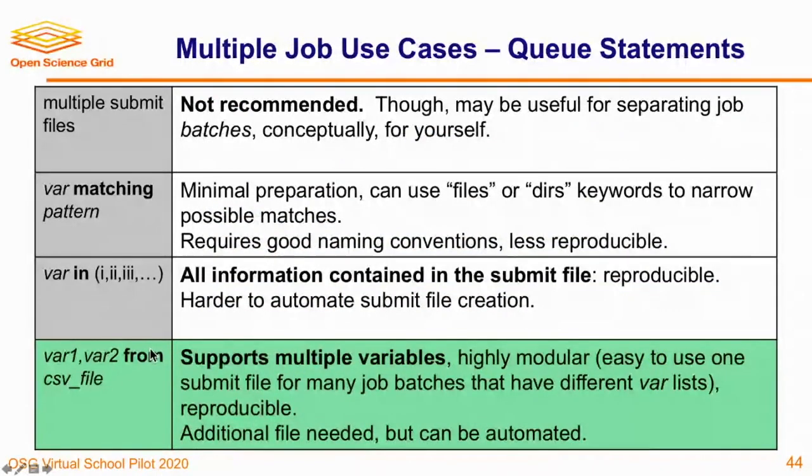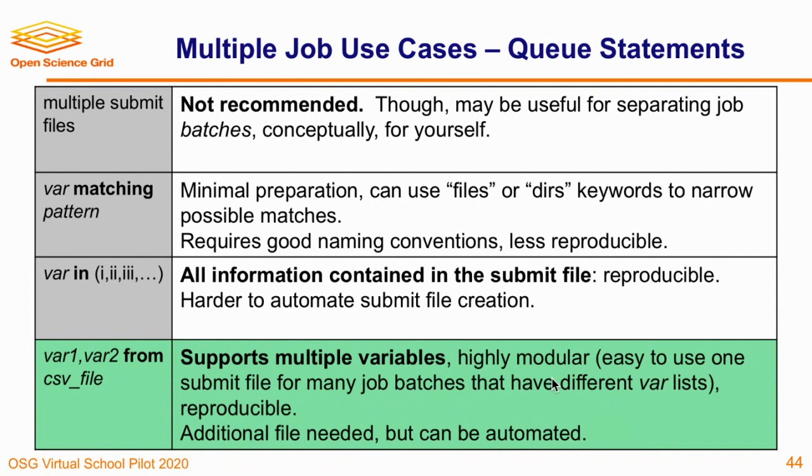First, the queue from feature supports multiple variables. So we could say queue variable 1, variable 2, and then in that separate file, have it be a comma-separated list of values, where each row or each line of that file represents a different job and can have 2 or more, really 1 or more variable values to populate into the submit file. We like this one because it's highly modular. You can reuse the same submit file and just change up that external list of variables.